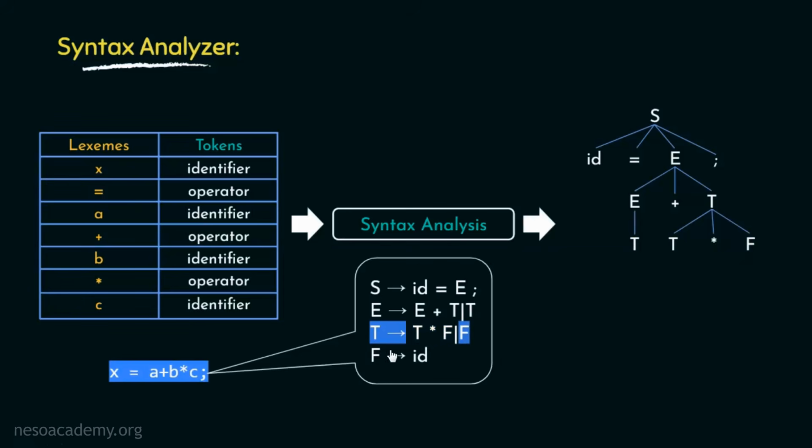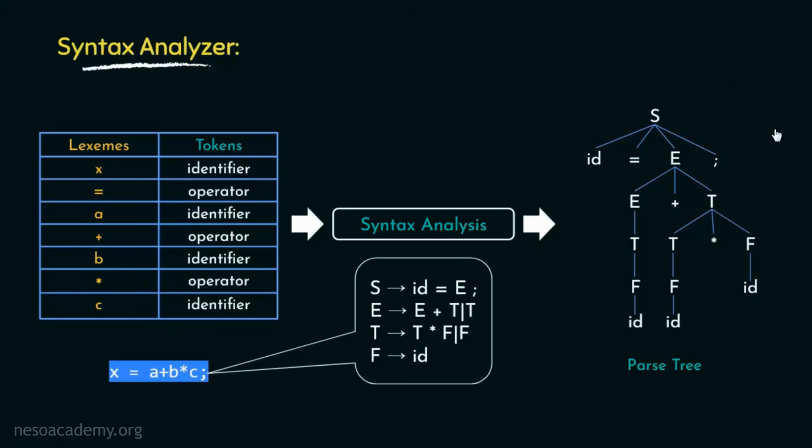Additionally, T can also be rewritten as F. That is, term can also be a single factor. So from T, we can derive F in these two instances. Finally, consider the last production rule. F can be rewritten as id. That is, factor is an identifier. And using this, we can derive id from all these F's. So this is the parse tree.